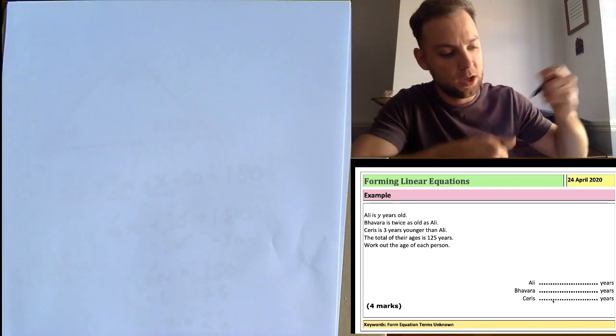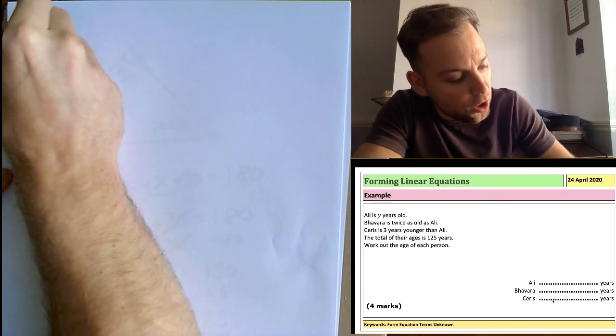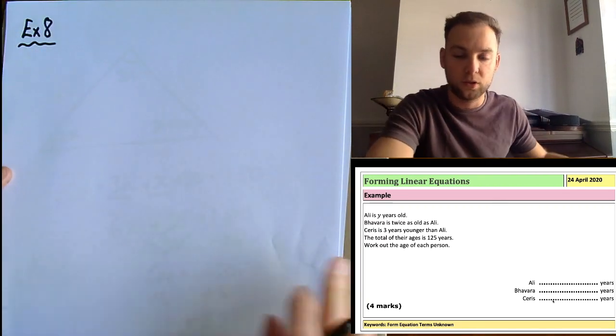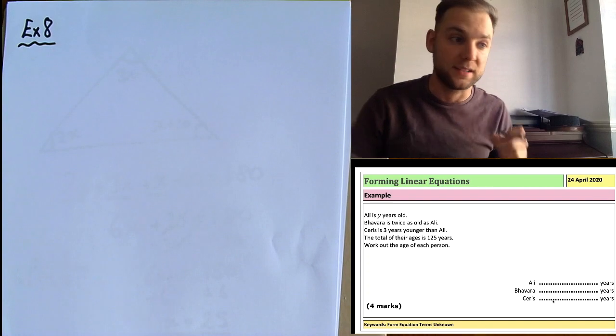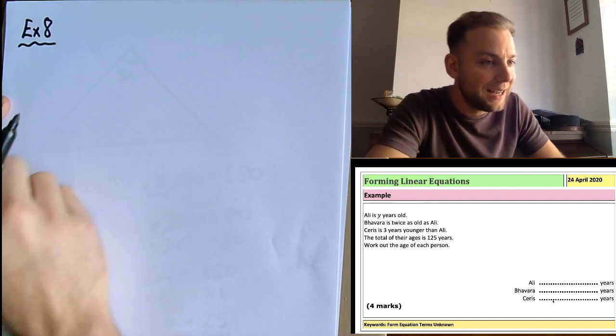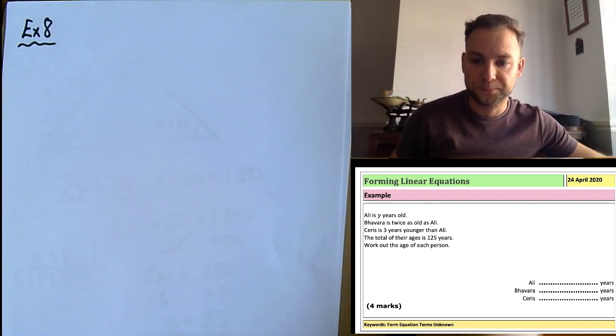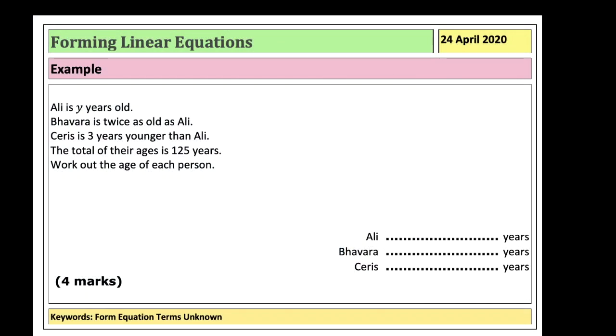Okay, so what example is this one now? Example 8. Remember to make sure you're getting these down in your notes. Remember, the only way to learn maths is to do it. So, Ali is, let's make it big so you can see it. Ali is y years old. Bavaria is twice as old as Ali. Keris is 3 years younger than Ali. The total of their ages is equal to 125 years. Work out the age of each person.